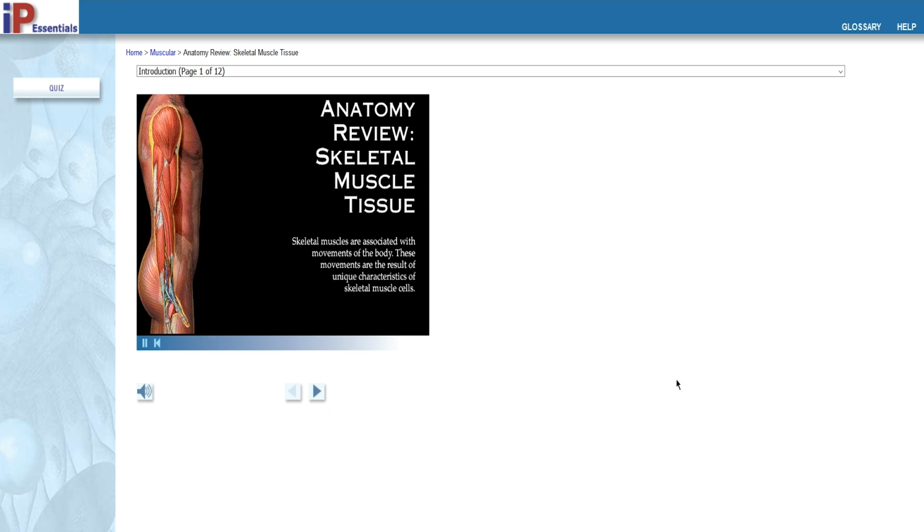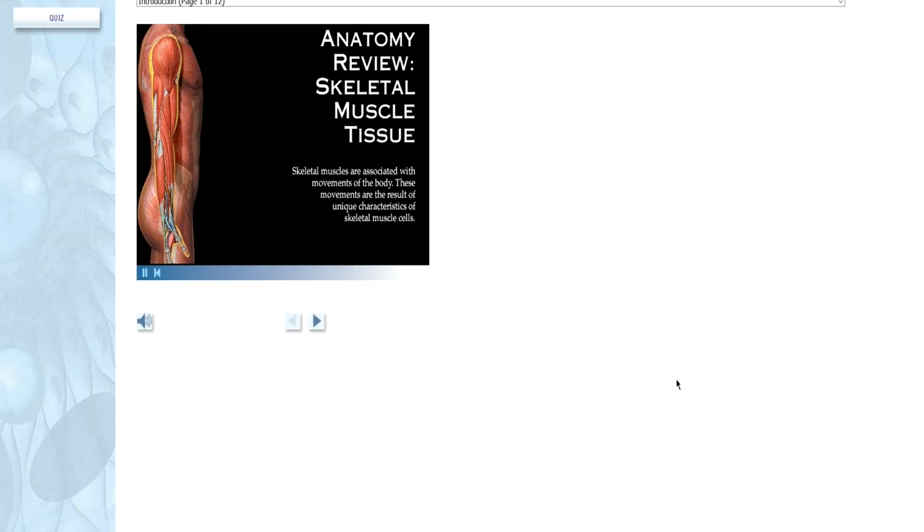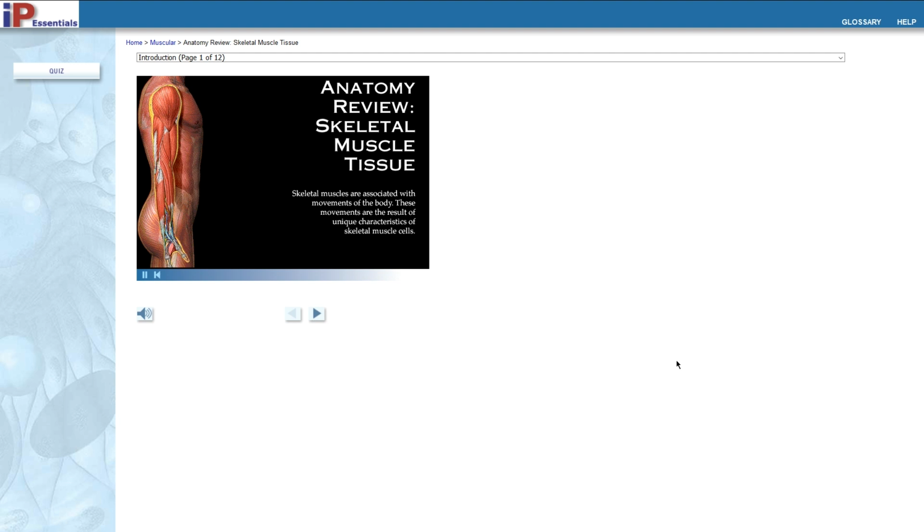Skeletal muscles are associated with movements of the body. These movements are the result of unique characteristics of skeletal muscle cells.